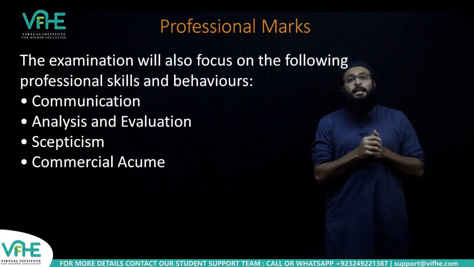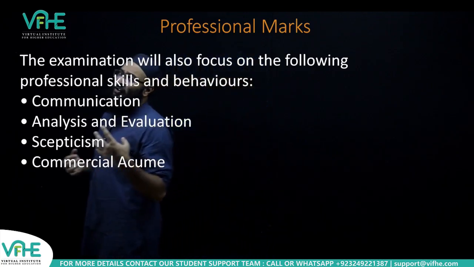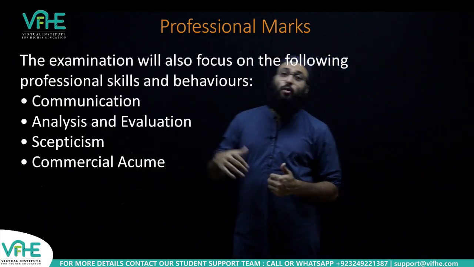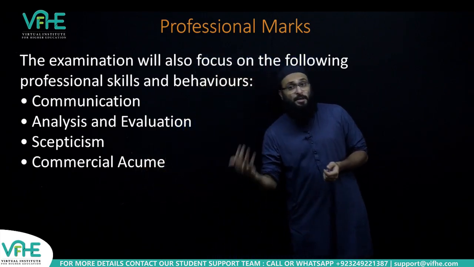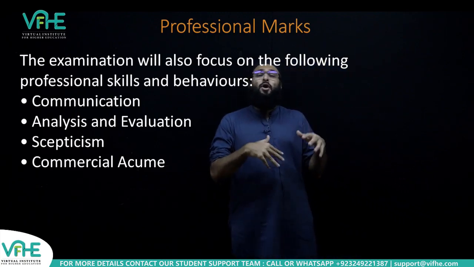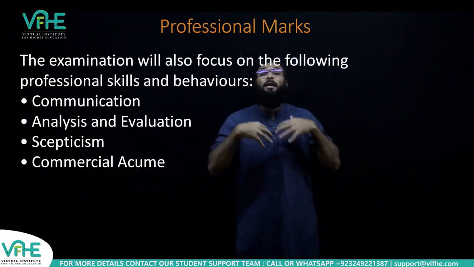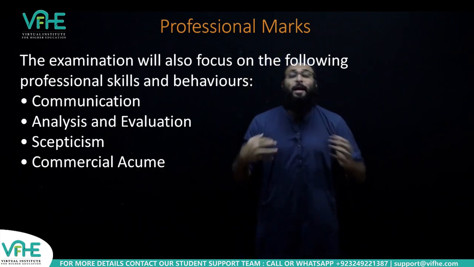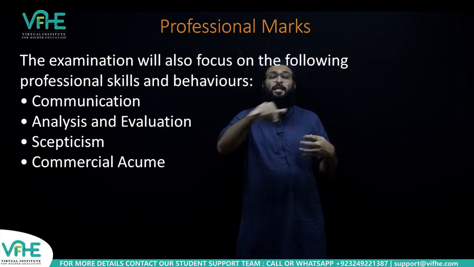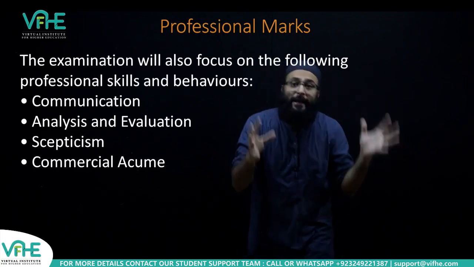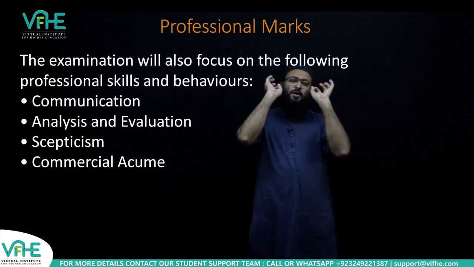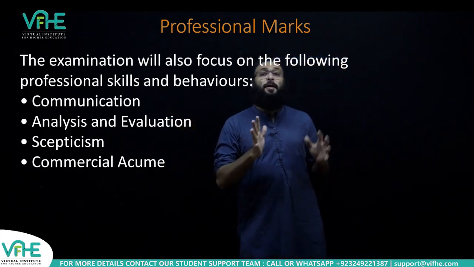Now, categorically talking about those professional marks. Those professional marks are divided into 4 things. 4 skills are needed. The first skill is communication. The second skill relates to analysis and evaluation. The third skill relates to skepticism, and the 4th relates to commercial acumen. I will not go into details right now, because in my live classes that I will conduct on a weekly basis, through the questions we do we will understand how to grab those bonus marks related to these professional marks. That would give you the idea what communication is, what analysis and evaluation is, what skepticism is, and what is commercial acumen.